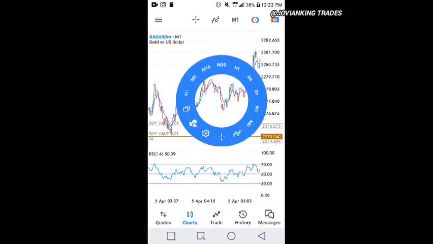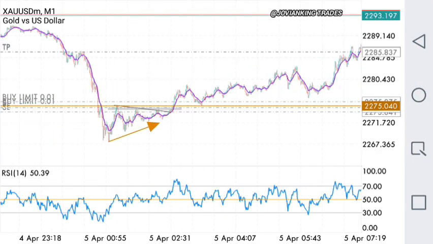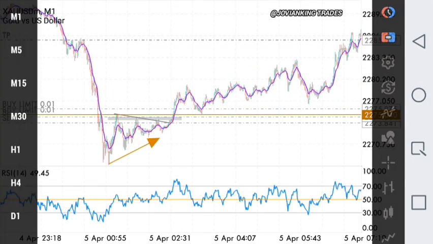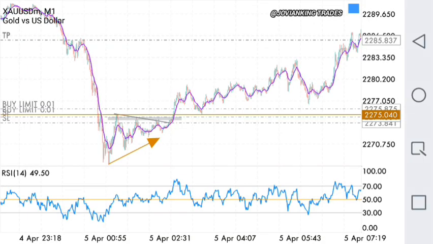Now, if you want to scale on this same trade, this is another way you can decide to scale. Since you already know that the market is pushing all the way up, you can now mark your new resistance that the market created around this area.